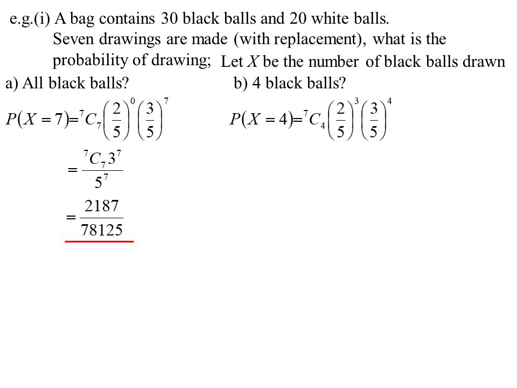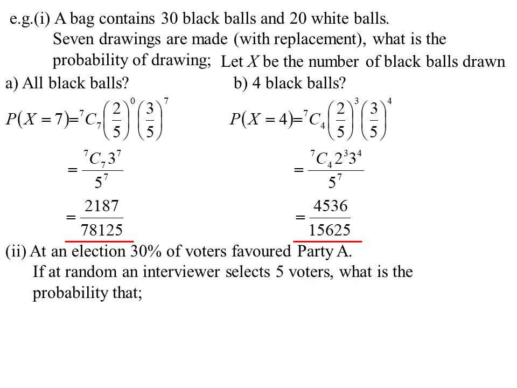4 black ones. Well, now I'm saying, well, 4 successes, that's what I want. X is 4, so probability of success to the power of 4. Probability of failure then would be to the power of 3. 7c4, number of ways I could arrange those outcomes. And there we go, 4,536 on 15,625.